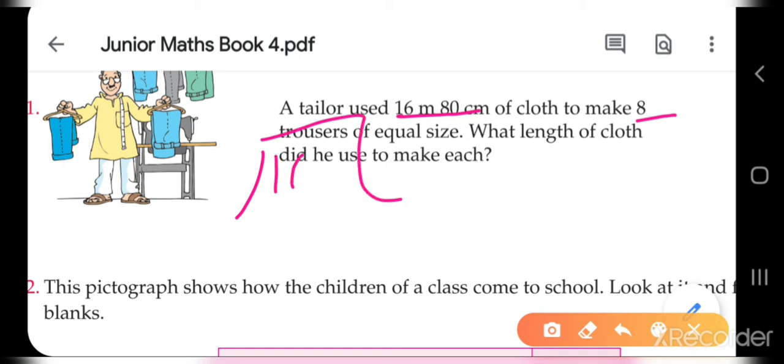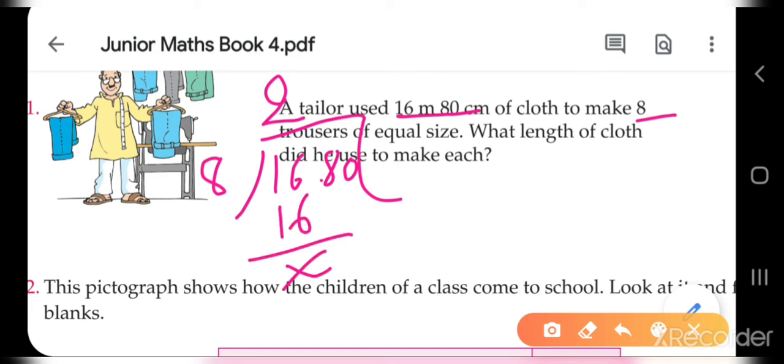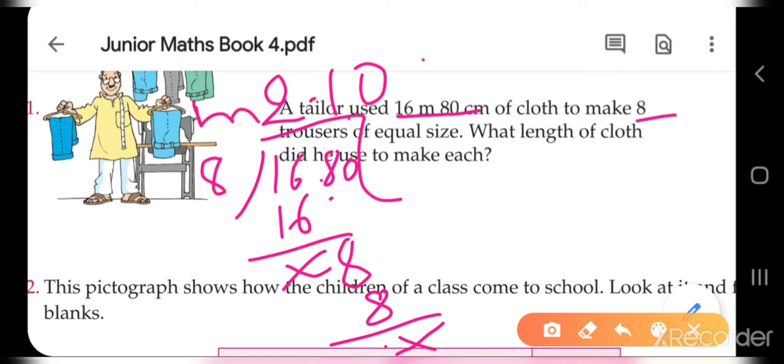So here it will be 16.80 divided by 8. 8 2s are 16, so here will be 2 and a decimal point. 8 ones are 8, and 0 will be here. So the total length of each cloth will be 2 meter and 10 centimeter. 2 meter and 10 centimeter.